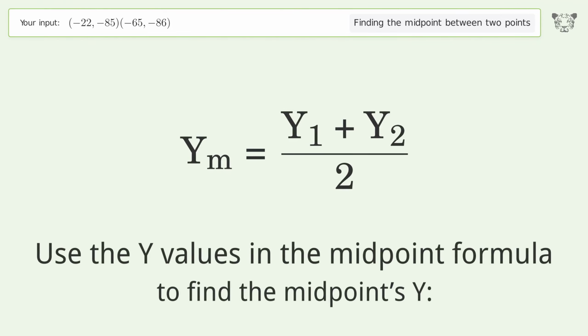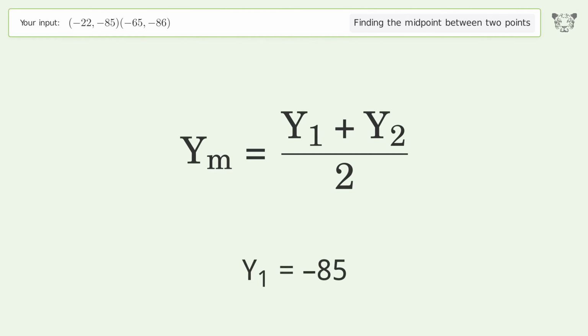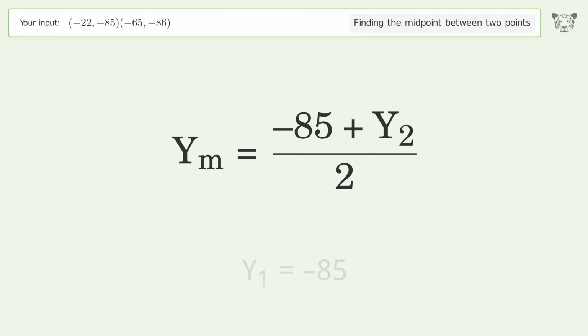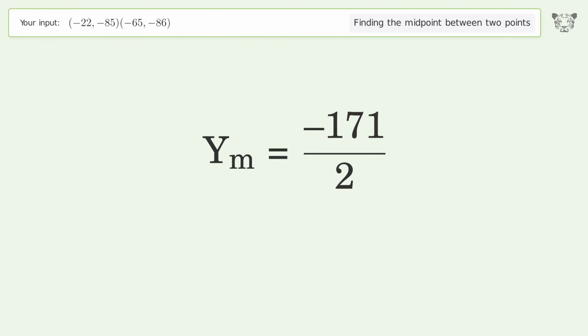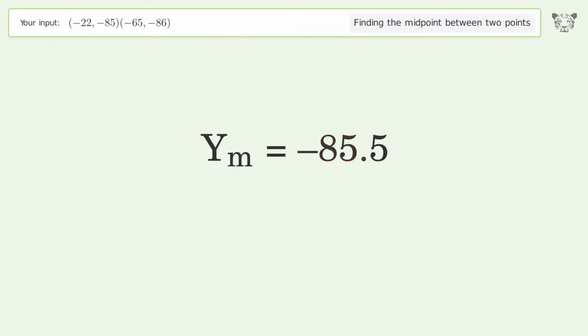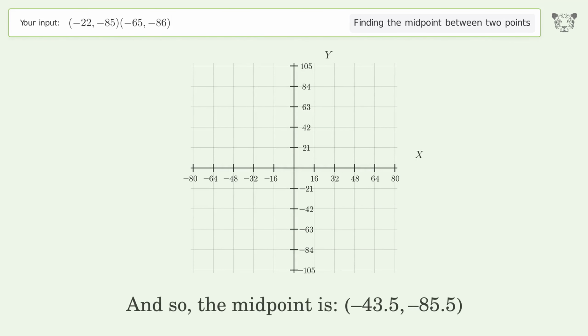Use the y values in the midpoint formula to find the midpoint's y. y1 equals -85. y2 equals -86. Simplify the arithmetic. And so, the midpoint is -43.5, -85.5.